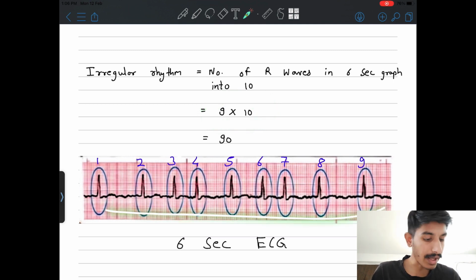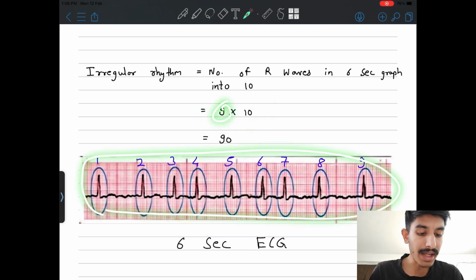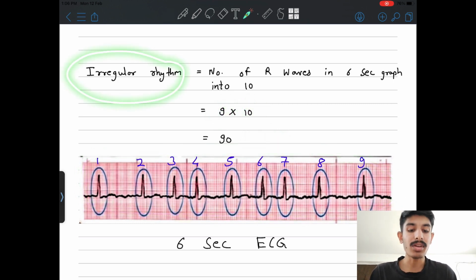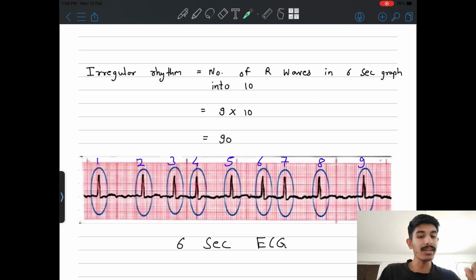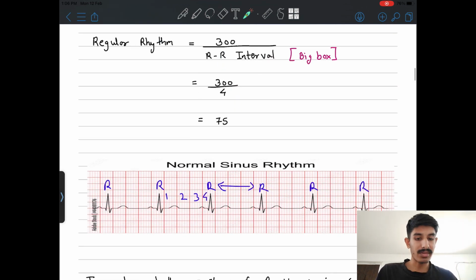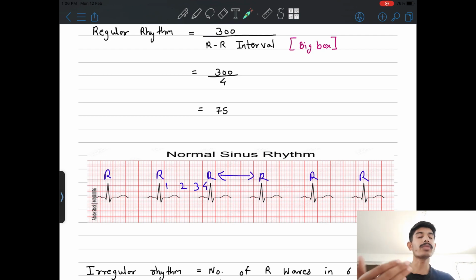We did here, 9 RR are present, that's why we put 9 into 10 is equal to 90, but it is irregular, that's why it's more or less. You can count like this, and in regular, by 300 by RR interval gap or big boxes. So these are two types by which you can calculate the rate.